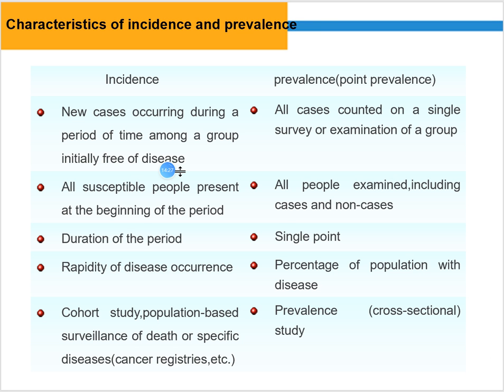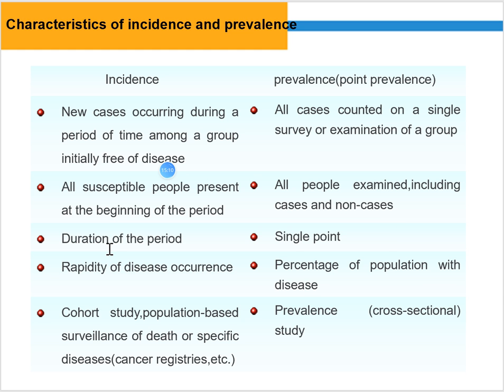This is the difference between incidence and prevalence. Incidence is new cases occurring during a period of time among a group initially free of disease, and prevalence is all cases counted on a single survey or examination of a group. For incidence, the denominator is all susceptible persons present at the beginning of the period. For prevalence, it is all people examined, including cases and non-cases.